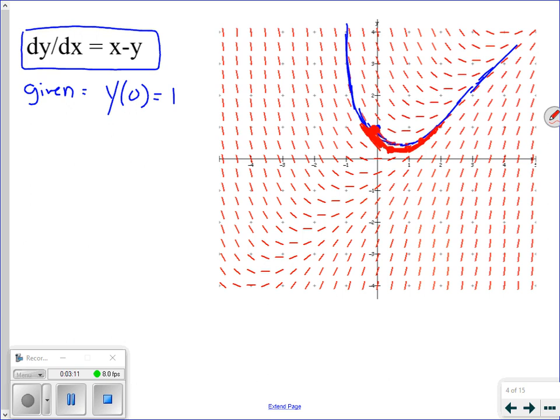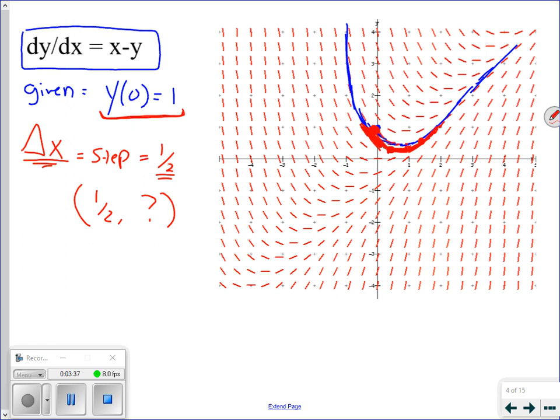So in this particular example, let's pretend like our step size, which we'll call the change in x, we'll call that our step size. We'll make it 1/2 in this case. So we'll say we go a distance of 1/2 every single time. So if I start off with an initial point at 0, 1, and we go a step size of 1/2, the next x value will be at 1/2. Well, at 1/2, what can we approximate for the y value?